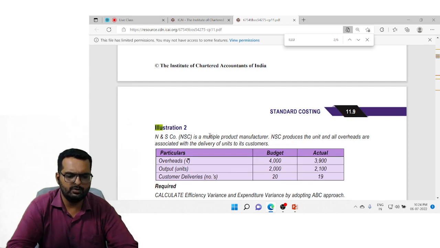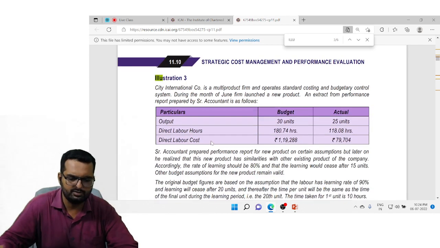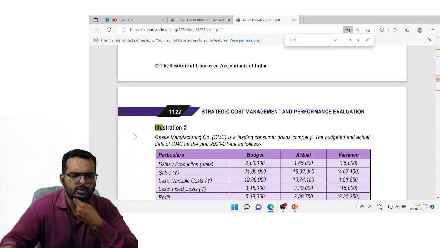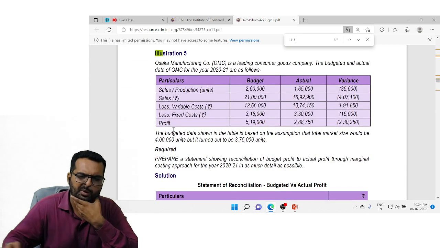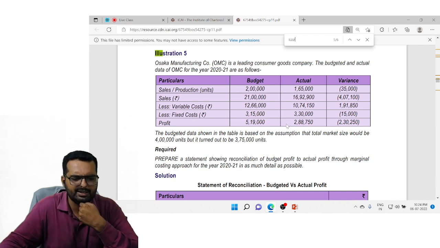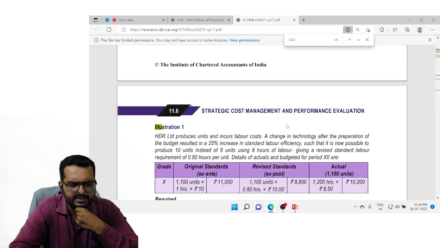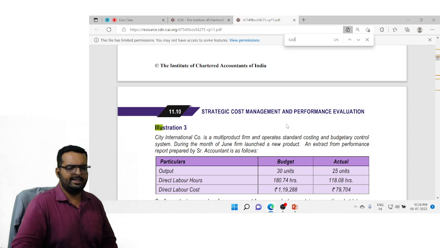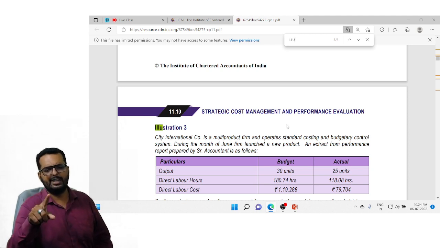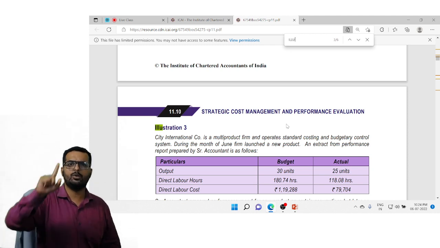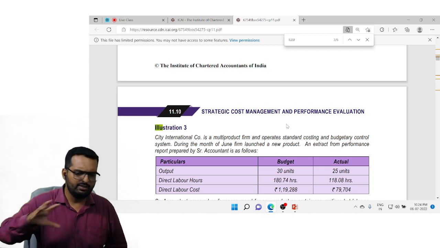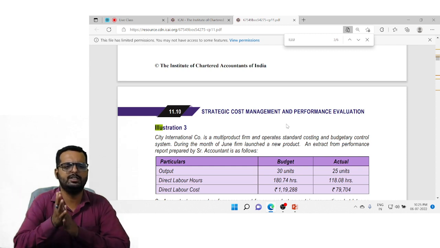So tomorrow what we'll do is we'll cover the remaining illustrations. We'll do illustration 3, illustration 4, and illustration 5 also. Okay. I think 5 is something similar to market share and size variance. We'll see. 6. So we'll complete this chapter tomorrow morning, friends. And then we have one or two pending questions. You remember in strategic analysis, there was one question which I told you we will do with standard costing. We will do that and we'll cover the remaining part and finish off this chapter.